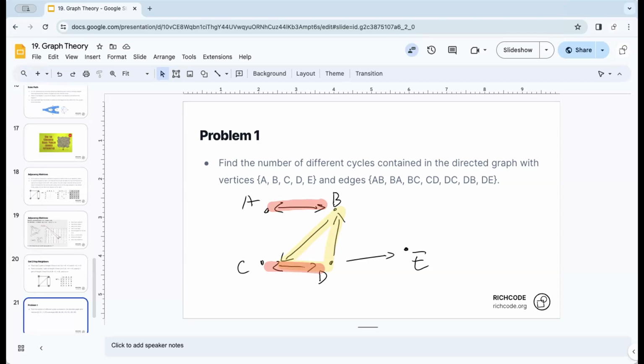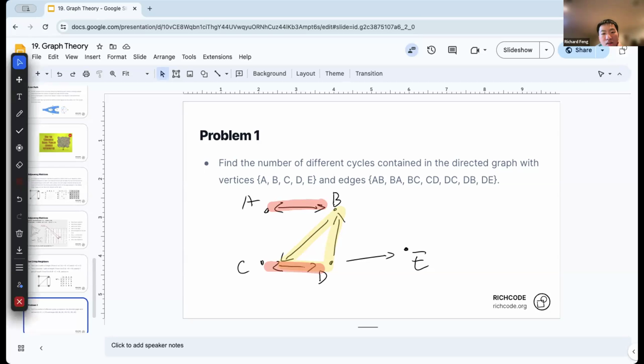AB is not a cycle since we have to go back to where we started.